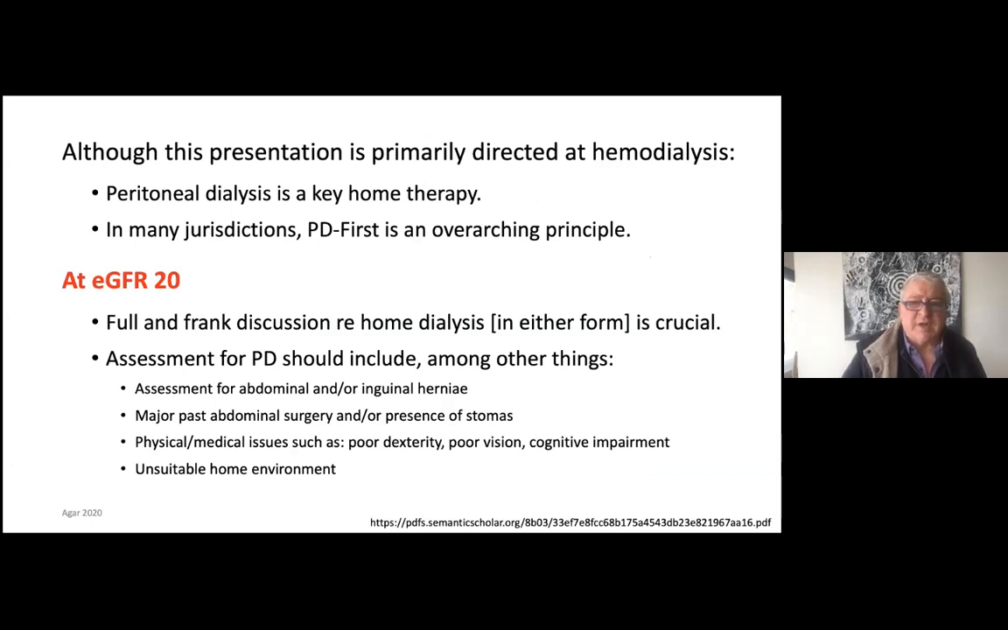Although this presentation is directed primarily at hemodialysis, PD is a key home therapy, and in many jurisdictions, PD first is an overarching principle. So by eGFR of 20, we'll have had a frank discussion about whatever home dialysis is going to be chosen by the patient and chosen for the patient in a cooperative dual discussion format. And PD assessment needs inclusion of things like assessing for hernias and past abdominal surgery, and whether the patient has the physical capacity to do home peritoneal dialysis, or whether dexterity, vision, and cognitive impairment might prove an issue.